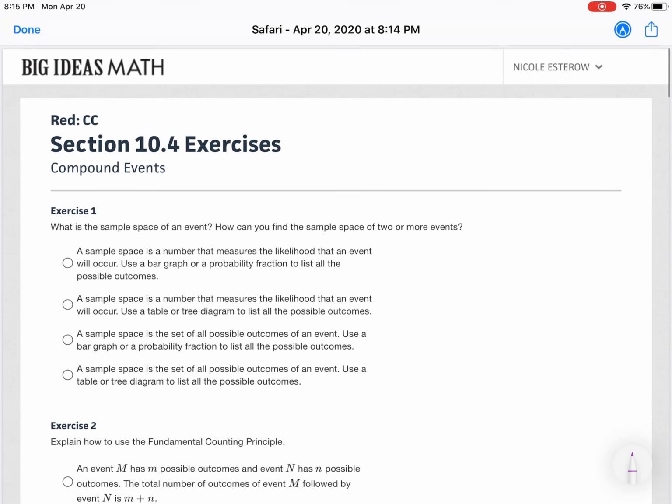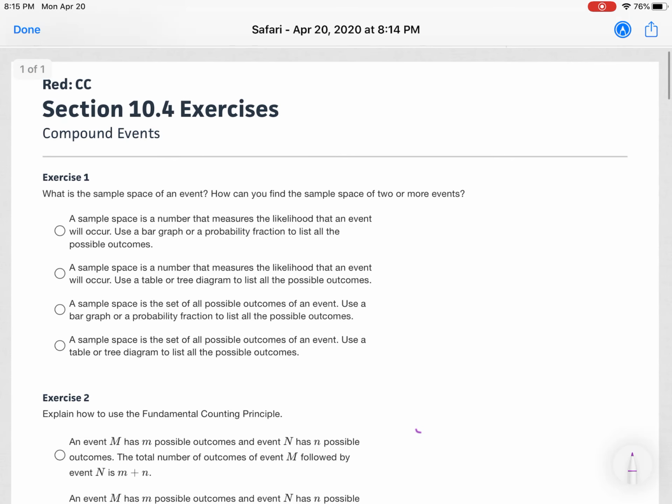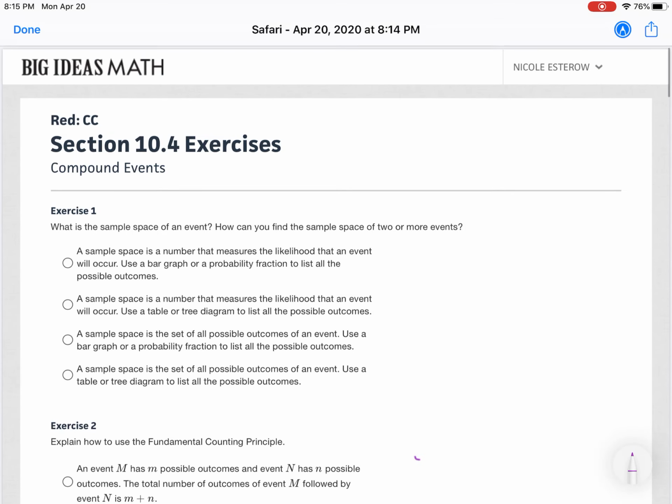Hi everyone, this video is going to help you with the Big Ideas 10.4, what Mr. Egler called the 10.4a end of section exercises. I'm going to give you some tips and some hints, and hopefully this is helpful.